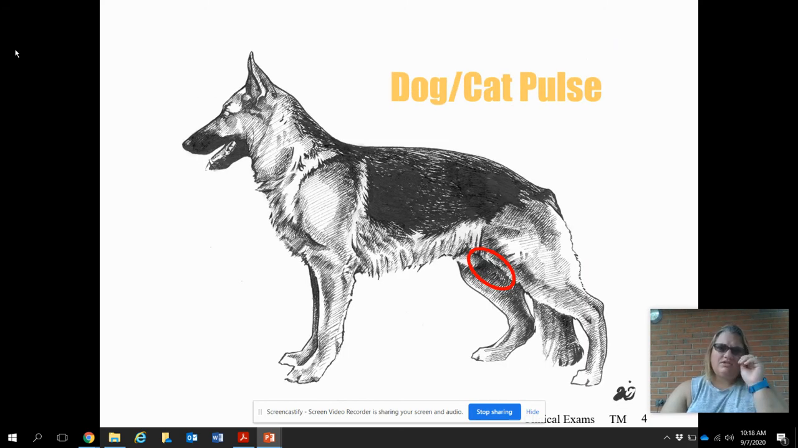Feeling a pulse. So in dogs and cats, you can feel the femoral artery for the pulse. And I put my fingers on the inside of the dog's leg, and so I feel the pulse go across my fingers like this. So you put it on the inside of the dog's or cat's leg, and you can feel for that pulse. And then you would count for 15 seconds and then multiply by 4, and that gives us beats per minute.